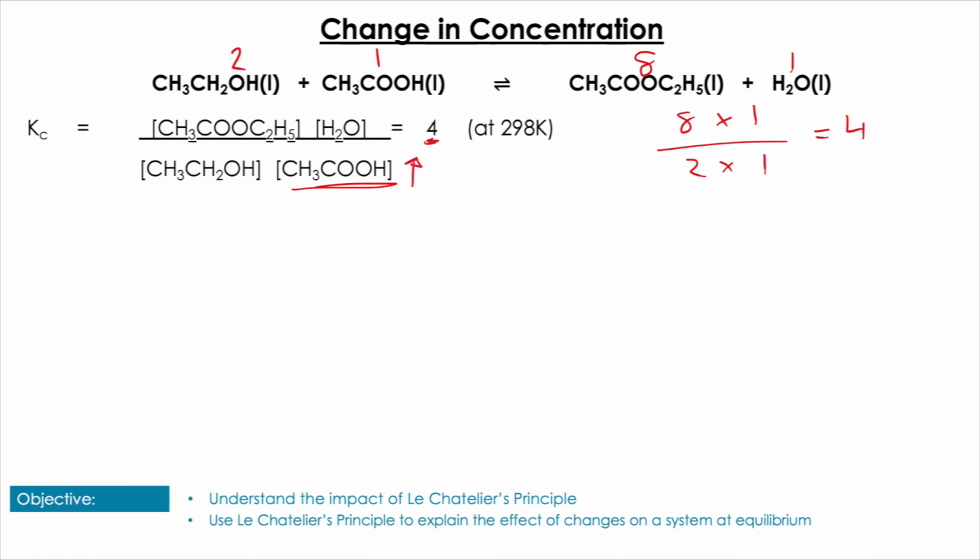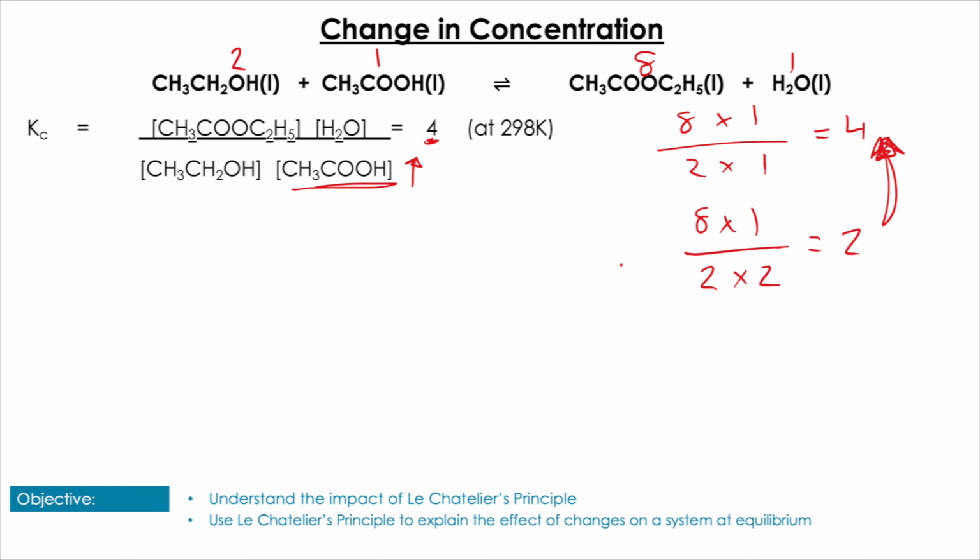So I'm going to change the concentration of the carboxylic acid. I'm going to increase the concentration. So we're going to do 8 times 1, and then I'm going to make it 2. So now we've got 8 divided by 4, which of course gives us an overall value of 2. The more observant among you will notice that 2 is not equal to 4. So what's going on here?